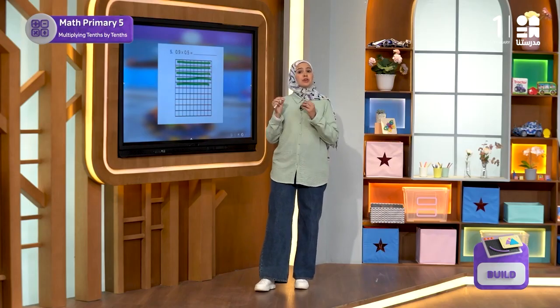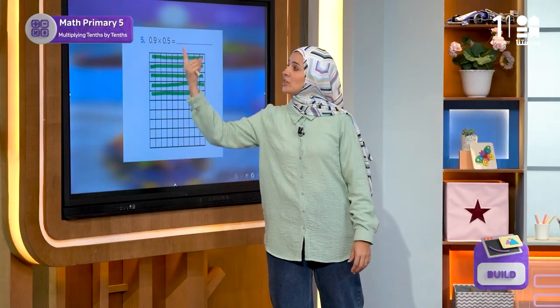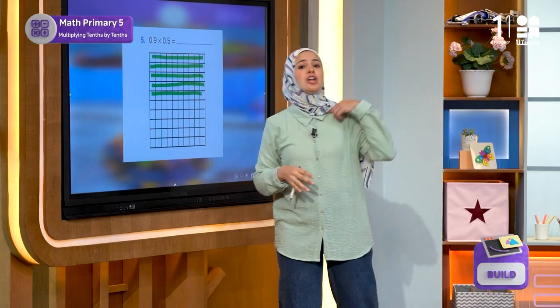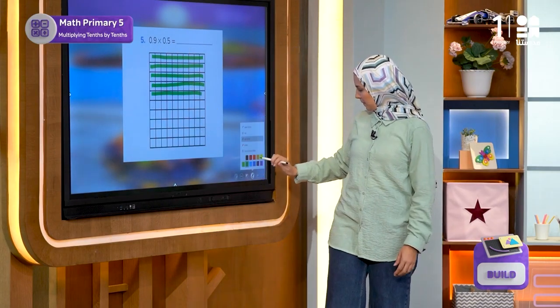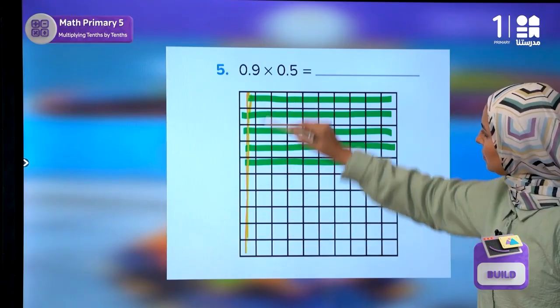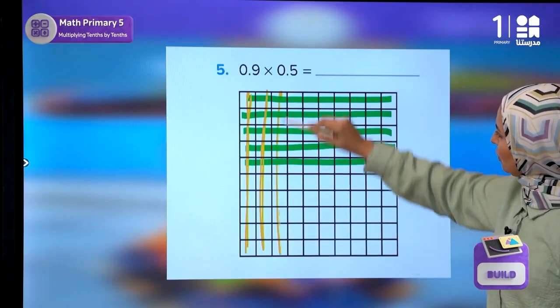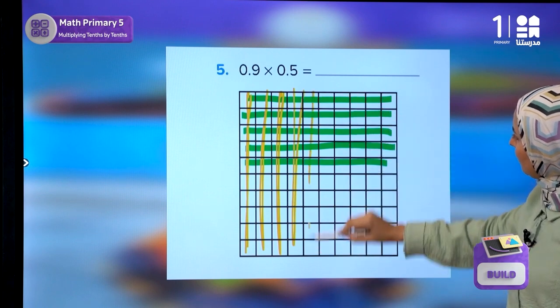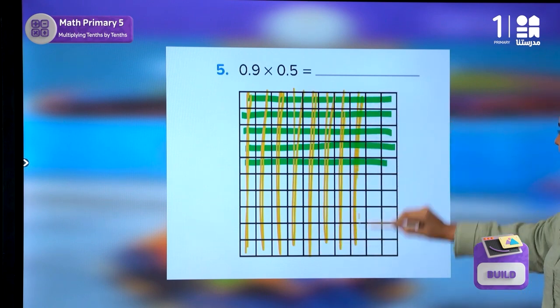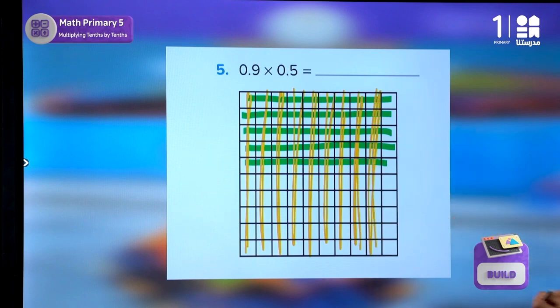Now, for the 9 columns that are represented by the number 0.9, I will choose the color yellow. So, I will color 1, 2, 3, 4, 5, 6, 7, 8, and 9.